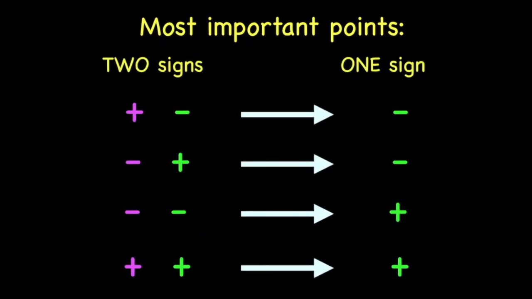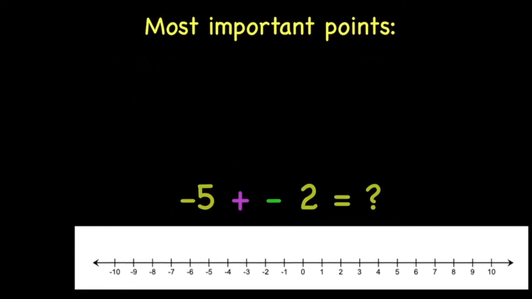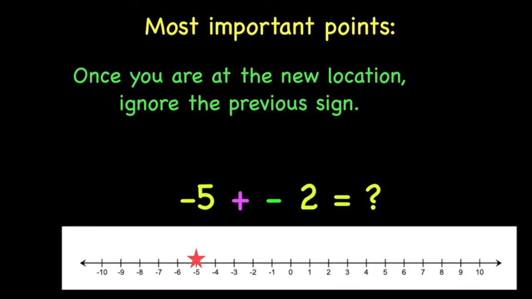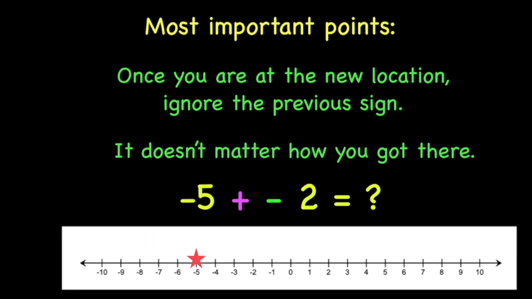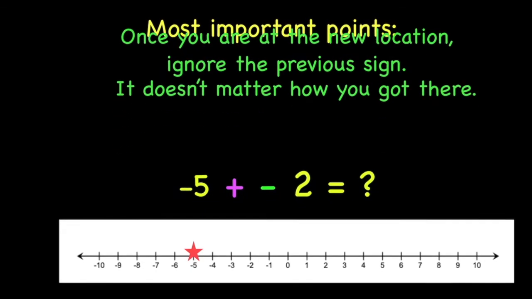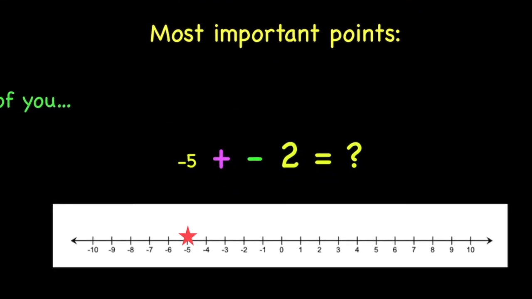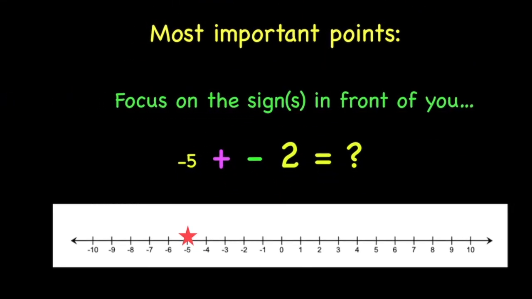Very important. Need to be memorized. If you haven't yet, if you don't know these rules, again, please pause the video and take a photograph. Keep it on your phone until you have it memorized. Finally, I think it's important that once you are at a new location on the number line, I want you to ignore how you got there. Keep looking forward. Focus on the sign or the signs in front of you and the integers that are in front of you.